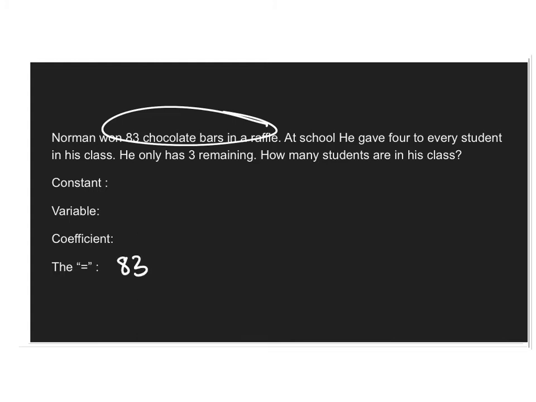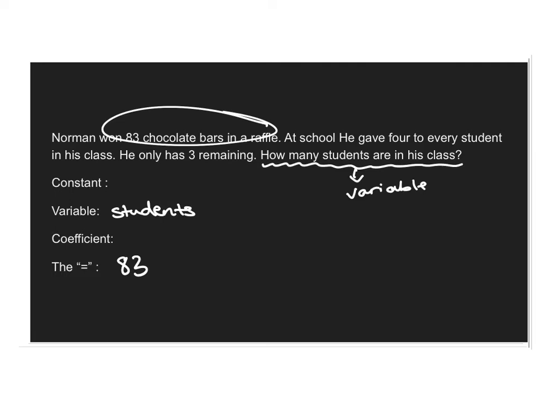All right. At school, he gave 4 to every student in his class. He only has 3 remaining. How many students are in his class? This is the question. How many are in his class? We don't know that. So that must be a variable. It could change. All right. So the students is the variable.